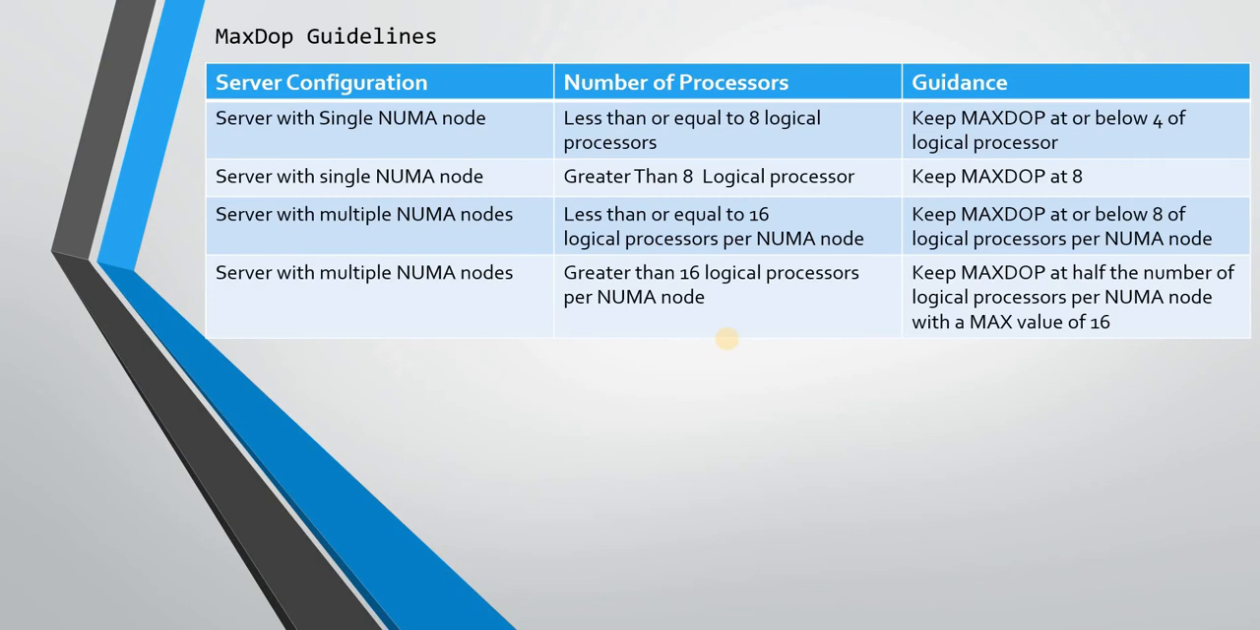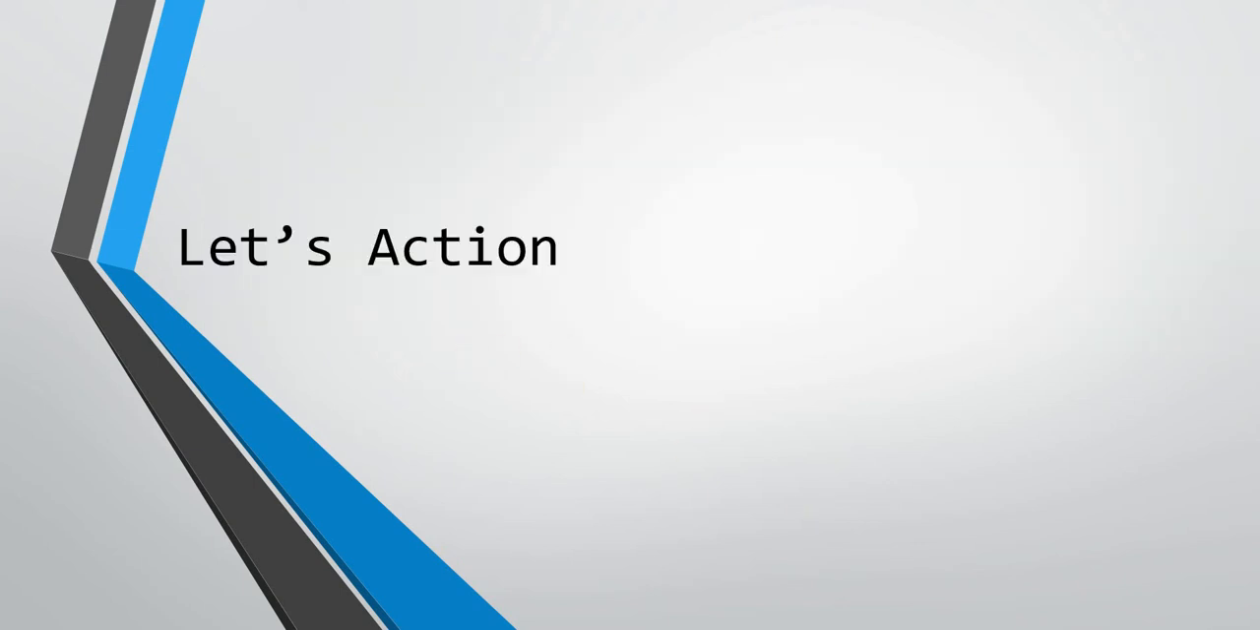And similarly, with greater than 16 logical processors, you can halve the number of logical processors per NUMA node, with a max value of 16. So basically, you will find many resources to research more on this. But this is a general guideline on how to set the MaxDOP value, right? So yeah, let me show you.